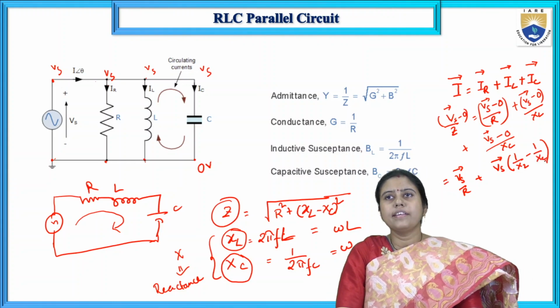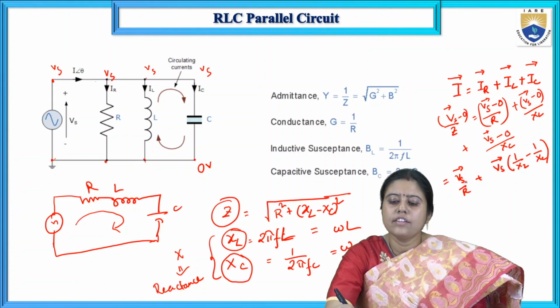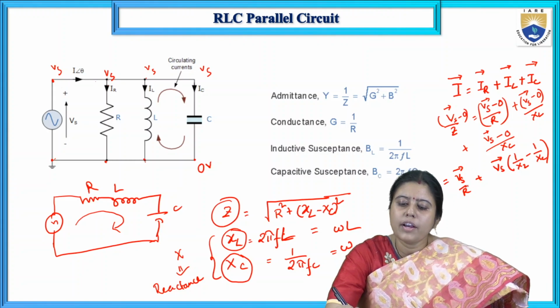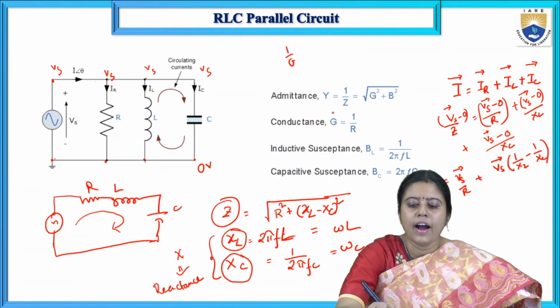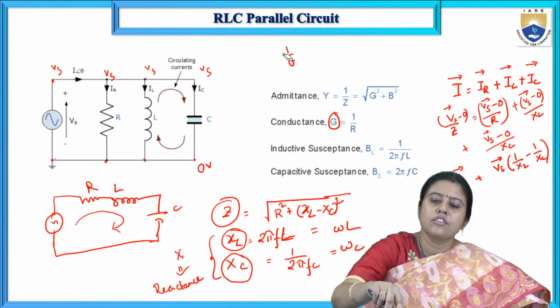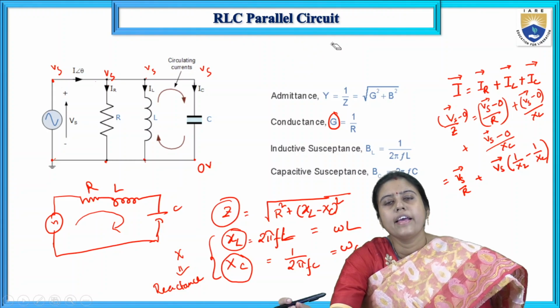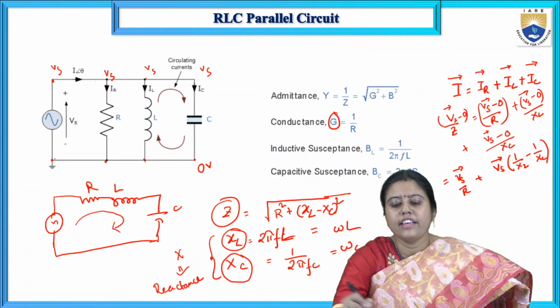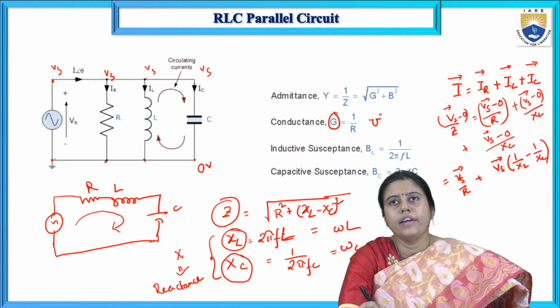So these are the basic things we are getting. So what is R? What is 1 by R? We have already discussed that 1 by R is known as the conductance, and the unit of conductance is mho, or we can write it as ohm inverse.